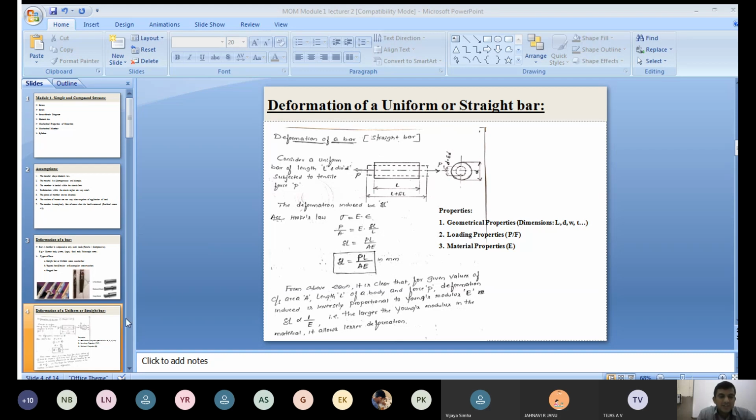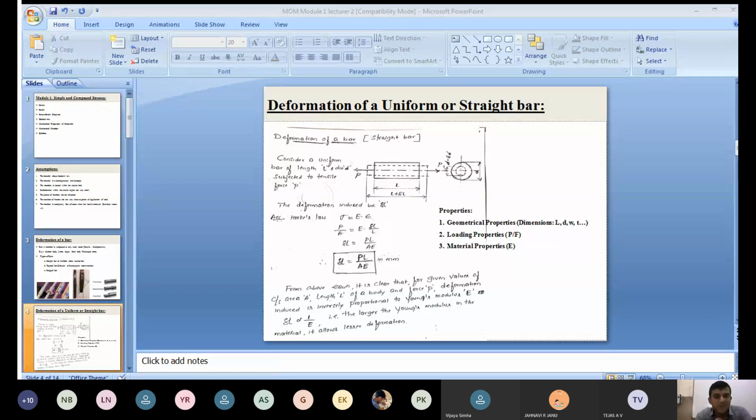Now we'll see the statement here. From the above equation, it is clear that for given values of cross-sectional area A, length L of a body, and the force P, that means force is constant, L is constant, cross-sectional area is constant, the remaining variable is E, Young's modulus. The deformation induced is inversely proportional to Young's modulus. That is, the larger the Young's modulus of the material, the lesser the deformation it allows.